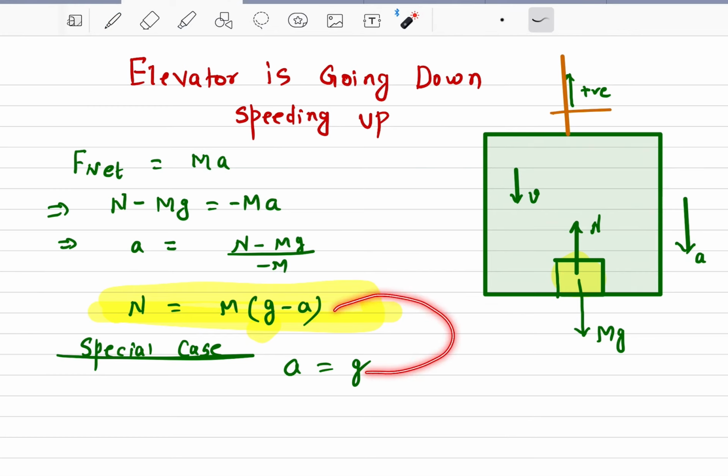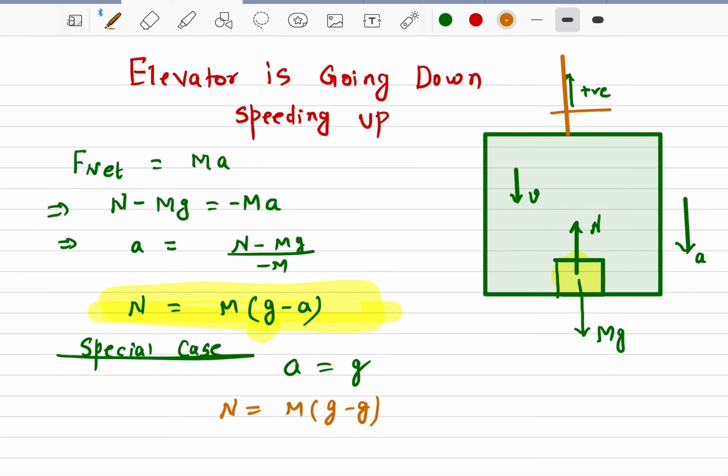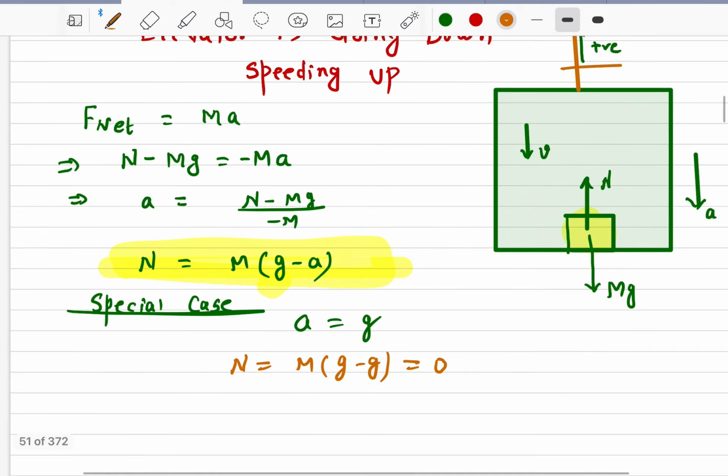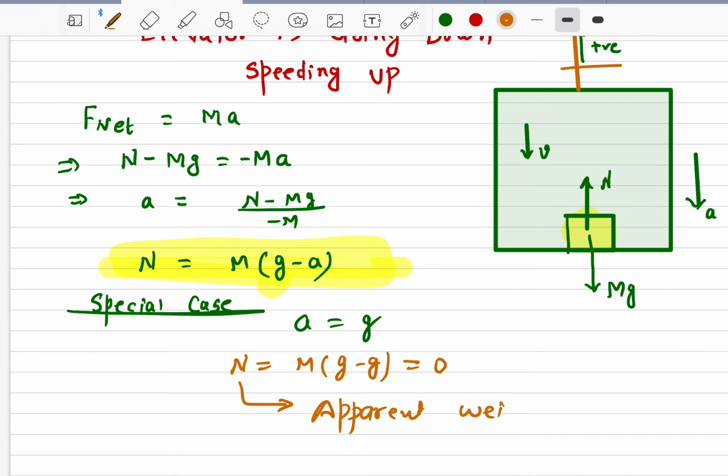So if I plug this equation in here, A equals G, that means N would be exactly equal to mg minus g, which is exactly equal to 0. So that means your normal force would be 0. This normal force tells you the apparent weight. That means your reading on the scale would be exactly equal to 0. That means you will be in a case of weightlessness, no weight at all. This is called the weightlessness condition.